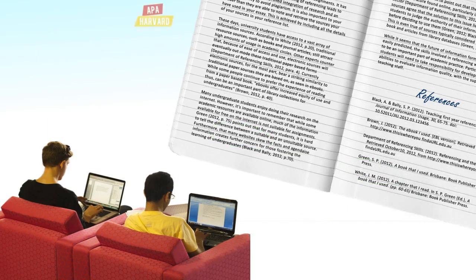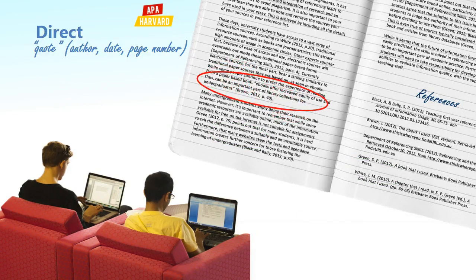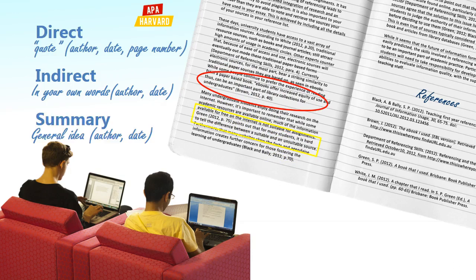There are a few different ways of using your sources in your writing. Your in-text citation can be a direct, word-for-word quote from a source, an indirect paraphrasing of an author's idea using your own words, or a summary of an author's complete argument. It is important to get this part right so that you are referencing fairly and accurately.